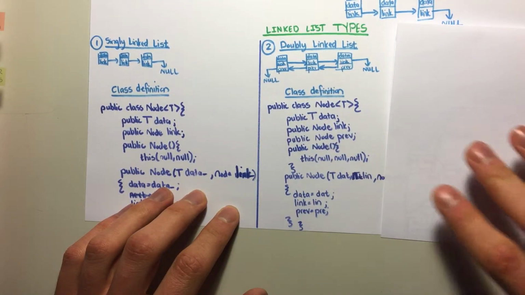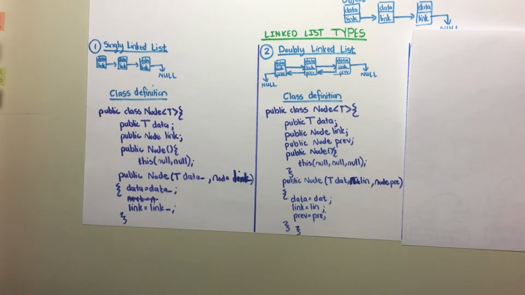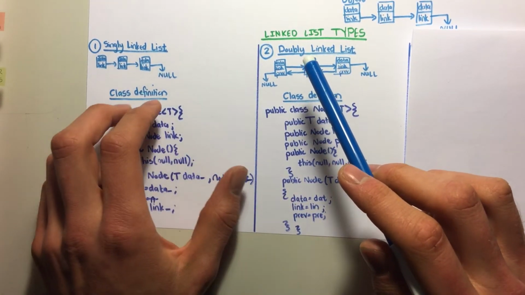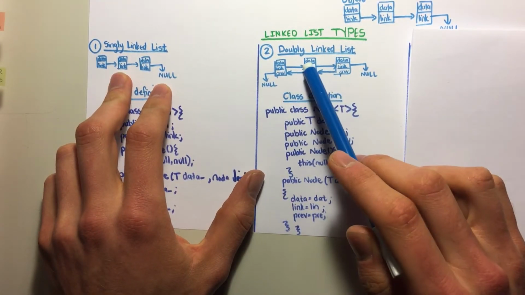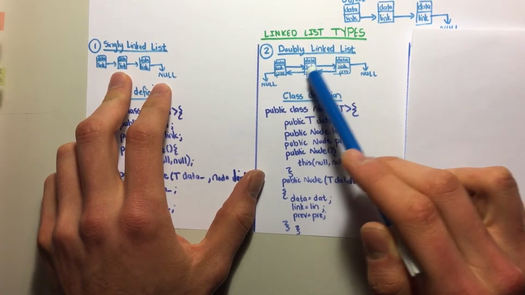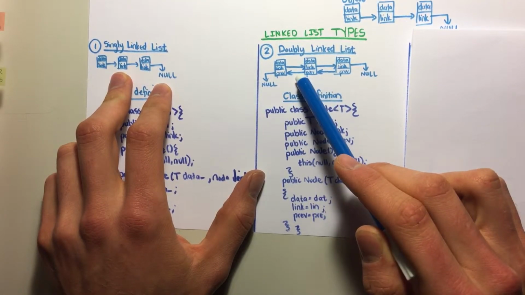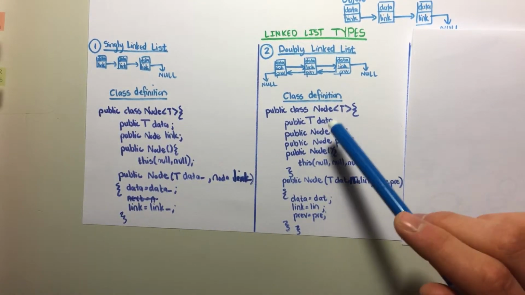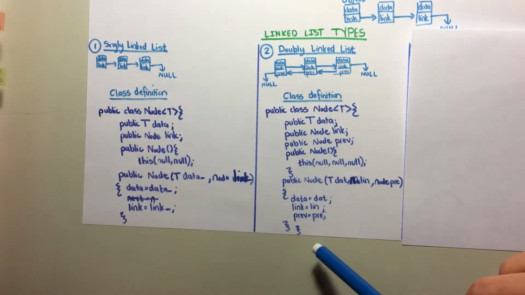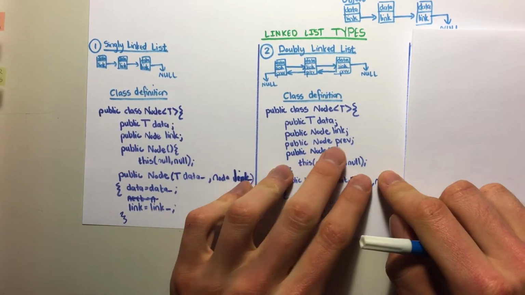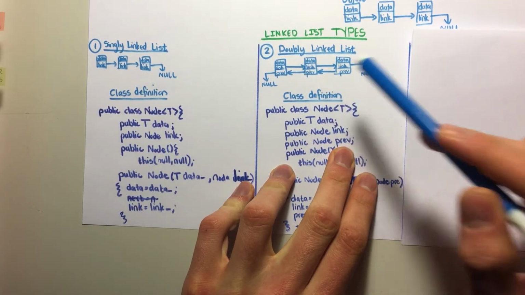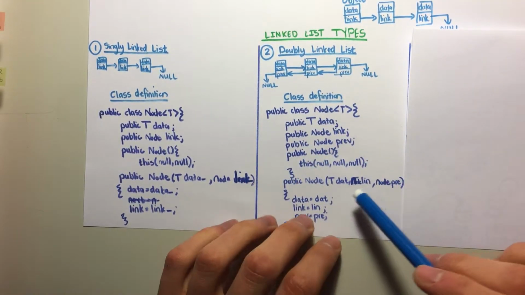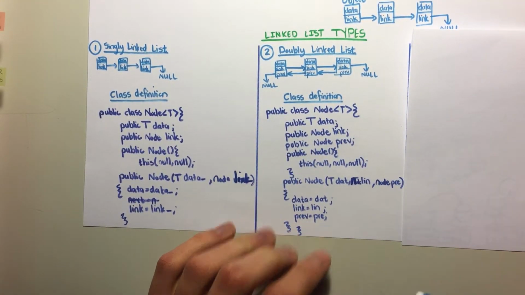So then we look at what is a doubly linked list. Well, a doubly linked list would just be a singly linked list with an extra property of pointing back at the element that comes before itself. So if we look at a class definition of that, it's exactly the same, except we're going to have this previous pointer, which points to the one before itself. And we would just assign it appropriately within the constructor.